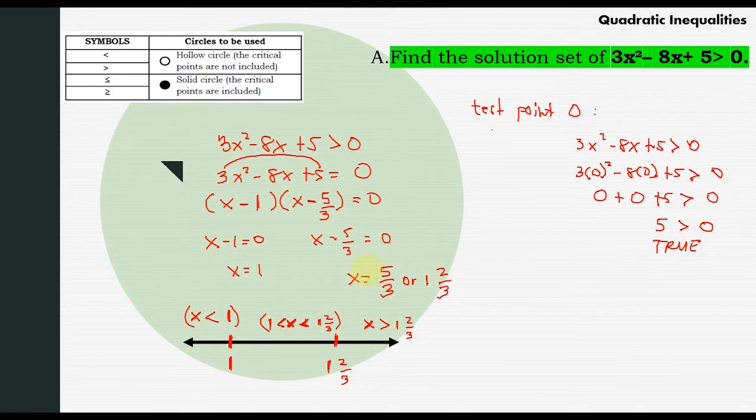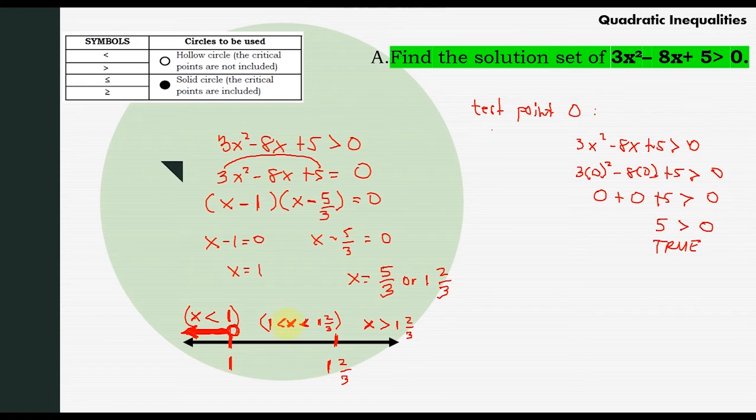So therefore, this interval satisfies our solution. So this will be our answer here. This is one of our answers. So let's put here an arrow. And since our inequality symbol is greater than, it means we're going to use a hollow circle. So let me put here a hollow circle.